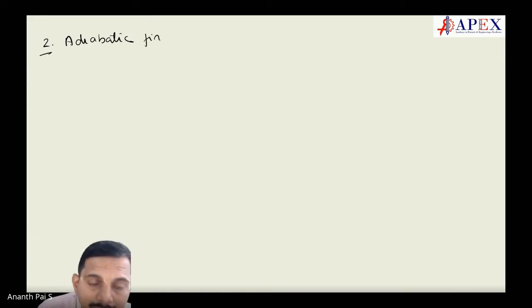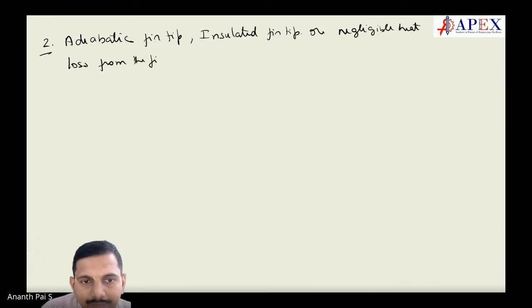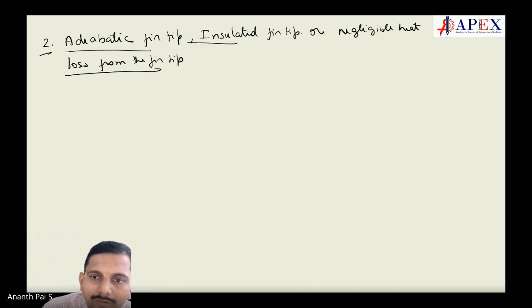Now, negligible heat loss or insulated tip is the second one. Adiabatic, the second boundary condition which I am using: adiabatic fin tip, or insulated fin tip, or the assumption of negligible heat loss from the fin tip. So you have negligible heat loss from the fin tip.